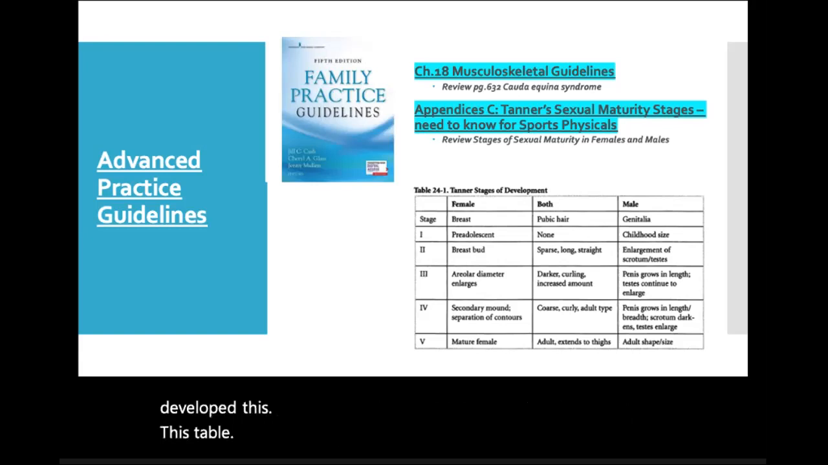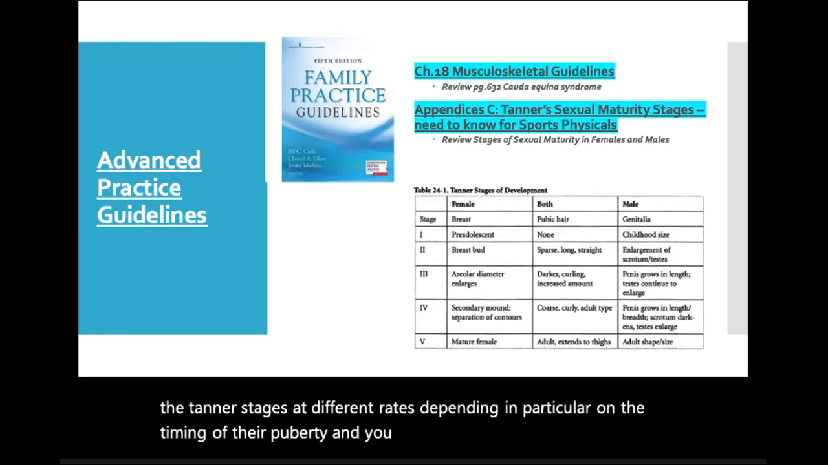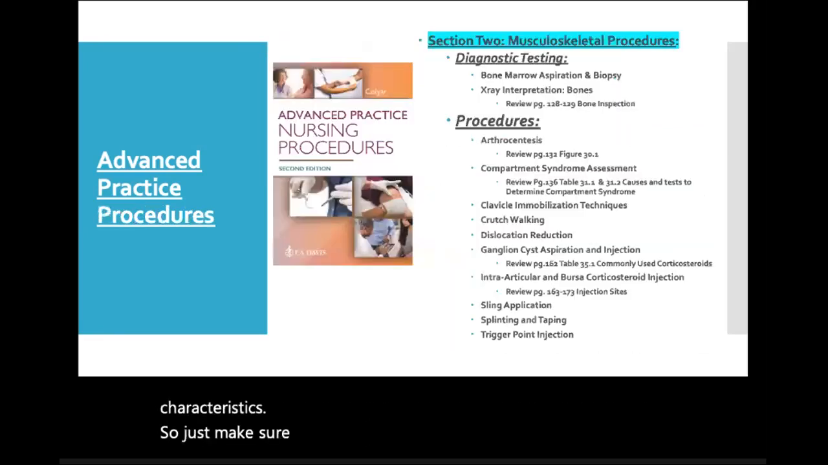So due to natural variation, individual adolescents pass through the Tanner stages at different rates, depending in particular on the timing of their puberty and when they develop these sexual characteristics. So just make sure you review that table.